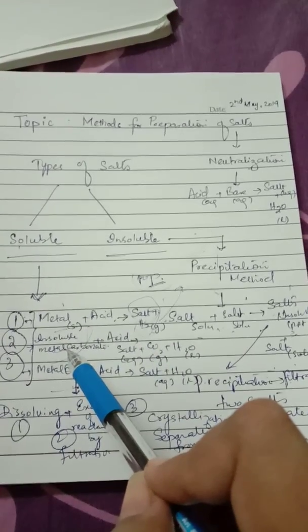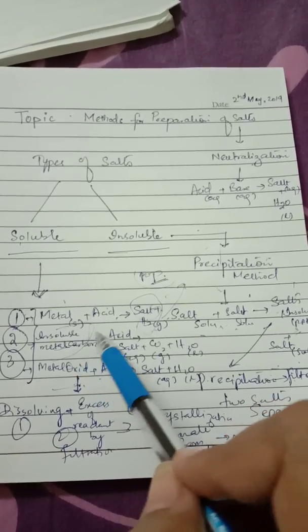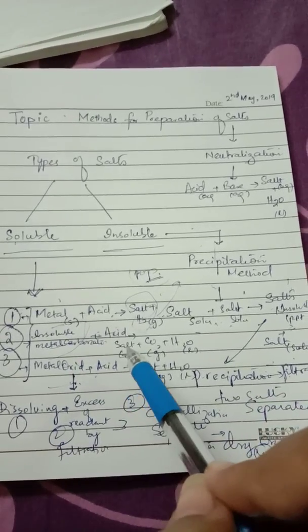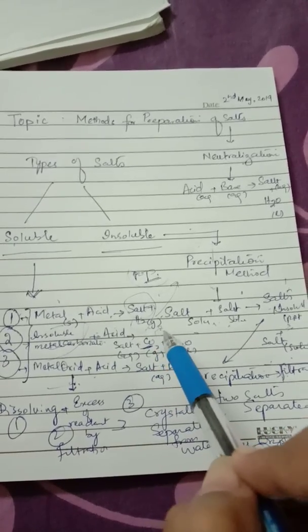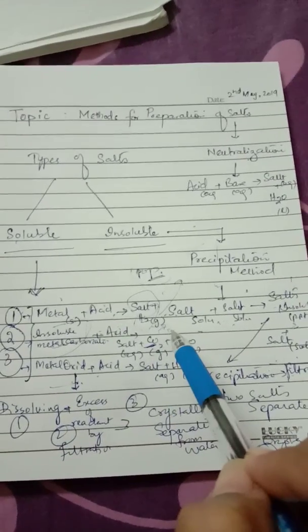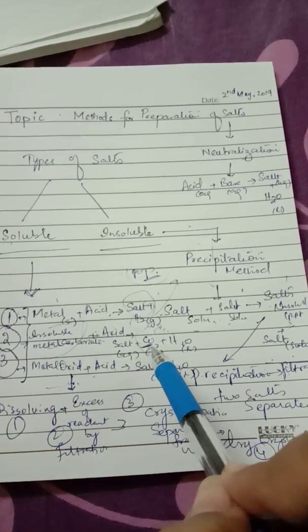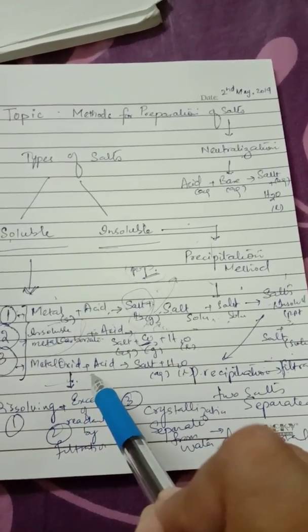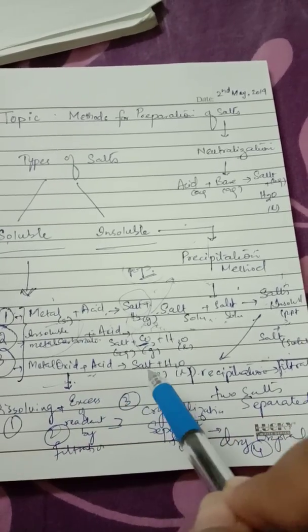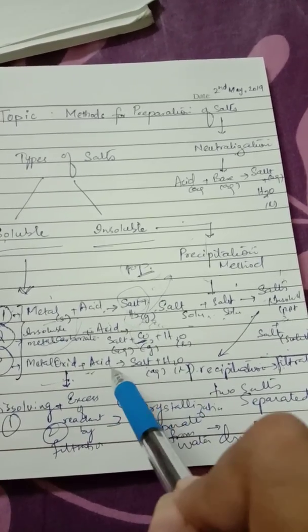Similarly, you can go for an insoluble metal carbonate reacted with an acid, and in this case you get carbon dioxide gas. You can check it with lime water. If the lime water turns milky, that makes us sure that carbon dioxide gas is released. And then we have a metal oxide, with which you get salt plus water.